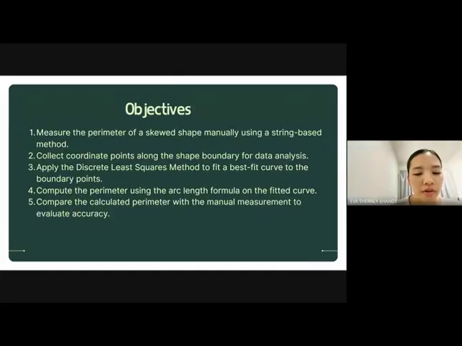Based on the problem statement discussed earlier, the objectives of this study are: first, to measure the perimeter of a skewed shape manually using a string-based method. Second, to collect coordinate points along the shape boundary for data analysis. Third, to apply the discrete least square method to fit a best-fit curve to the boundary points. Another objective is to compute the perimeter using the arc length formula on the fitted curve. Last one, we compare the calculated perimeter with the manual measurement to evaluate accuracy.